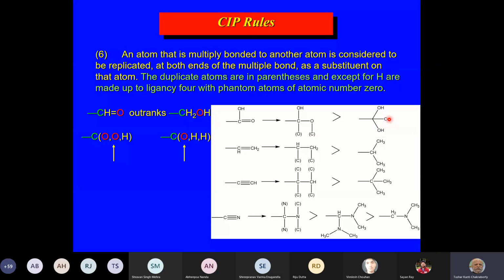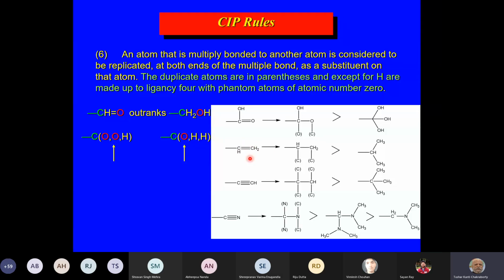So you compare this one with a C(OH)3. If you have hydroxyl, hydroxyl, and hydroxyl, now you can see that this carbon has one identical hydroxyl, but this oxygen is attached to a hydrogen, whereas this oxygen is attached to a carbon. And similarly, this oxygen is a phantom oxygen with higher atomic number. So based on this, we can say this has a higher priority than C(OH)3, because whereas this oxygen is attached to a hydrogen, this oxygen is attached to a carbon.